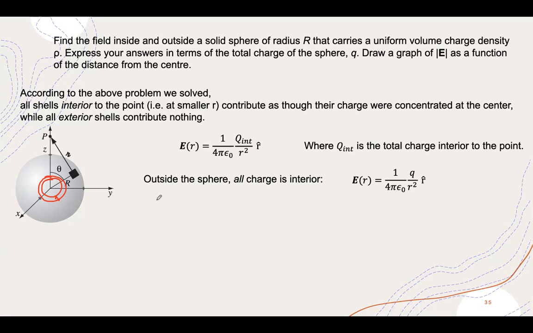So outside, what is going to happen? Outside, it is very easy. Outside the sphere, all the charge is interior, and the total charge of the sphere is given as q. So you can say that E_r is nothing but 1 over 4 pi epsilon naught, q over r square, r cap. For the internal region, again we have to find what the fraction could be.